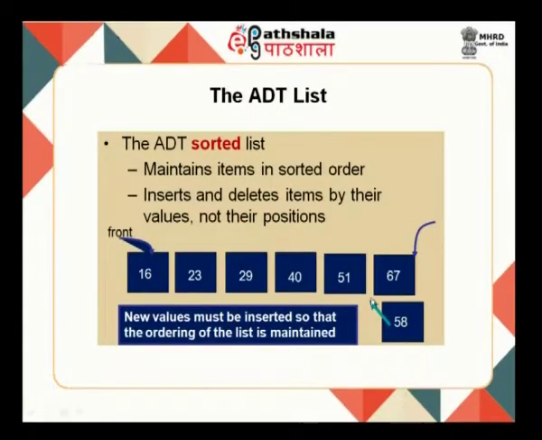So, for example, if you want to add 58, this is the only place where 58 can be added. New values must be inserted so that the ordering of the list is maintained. So, when you are implementing it, you have to see that the addition maintains the order of the elements. That is what an implementer of an ordered list ADT has to do.